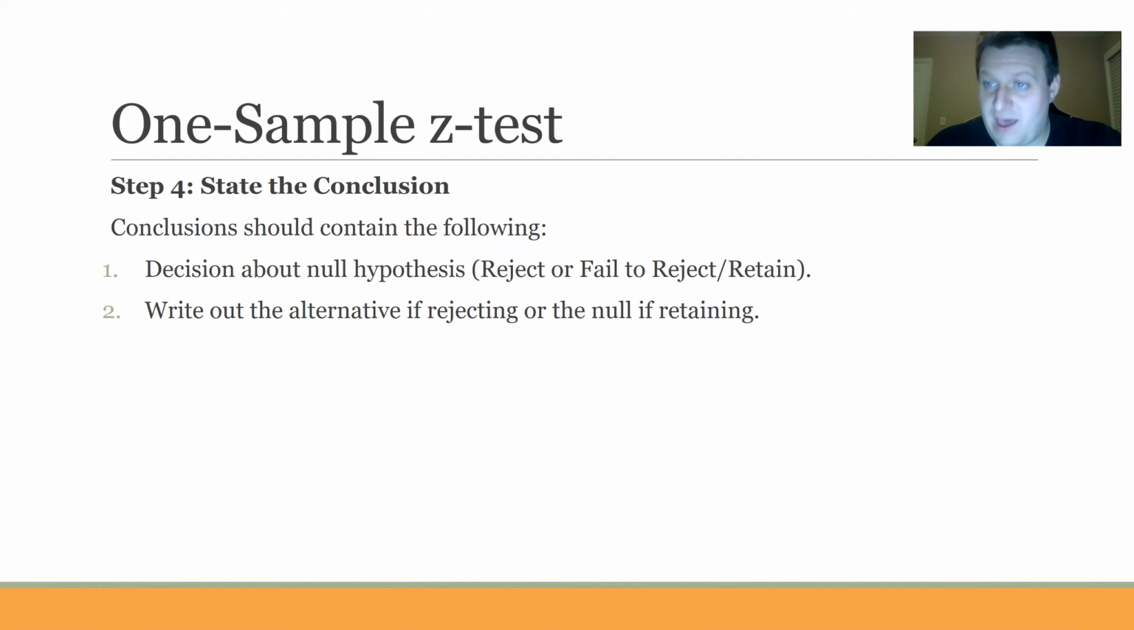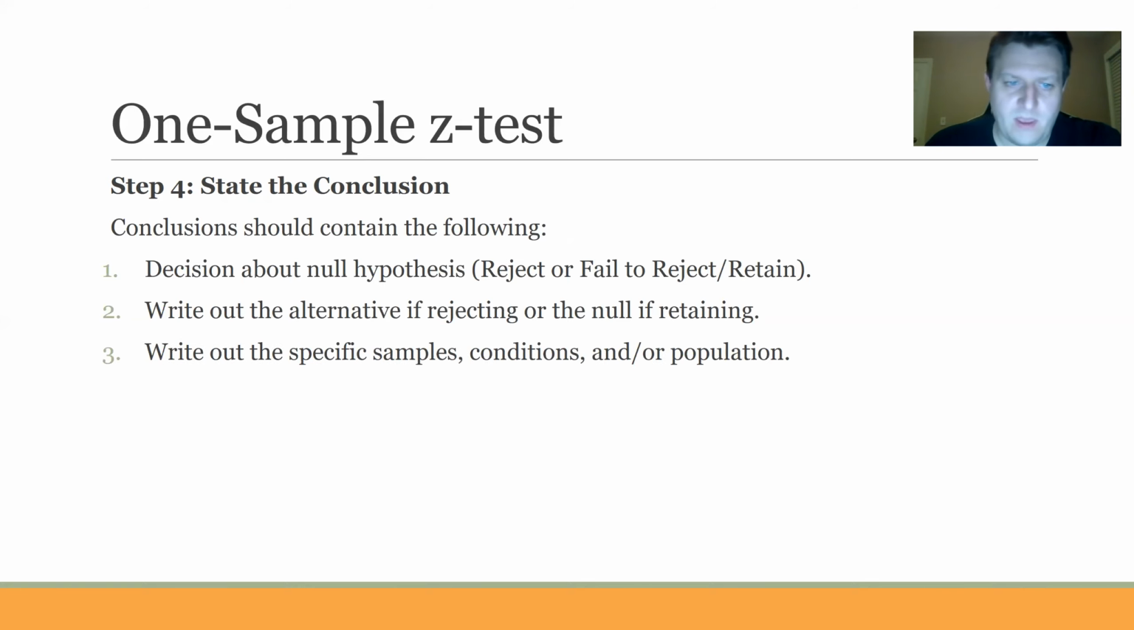We're going to write out in English what the alternative hypothesis is if we're rejecting the null, or what the null hypothesis is if we are retaining the null. We're going to write out what conditions, if we've got an experimental and control condition, and the samples. Are we comparing a sample to a population? Are we comparing MAC users to the national average? Are we comparing the experimental condition to the control condition? Are we comparing people that own a dog to the national average? We need to write out what these population means actually are.